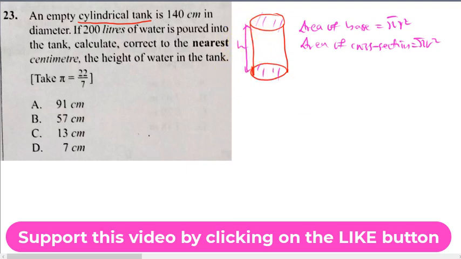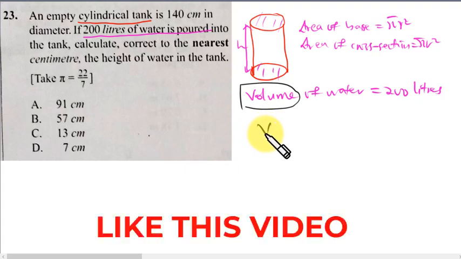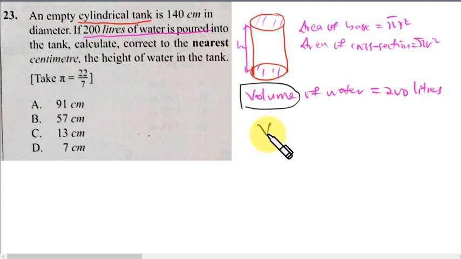All right, now what are we talking about here? We are told that 200 liters of water is poured into the tank. So we are talking about volume of water. Volume of water is 200 liters. All right, so because we are talking about volume, we have to look at two things. The question is, what determines the volume of a cylinder? Let us try to think straight.